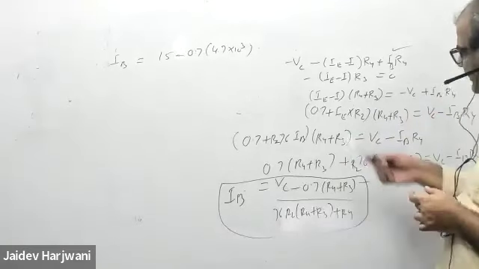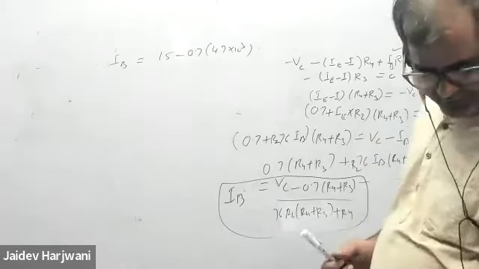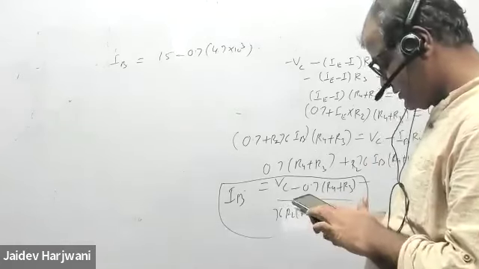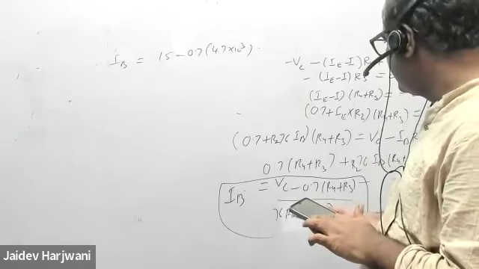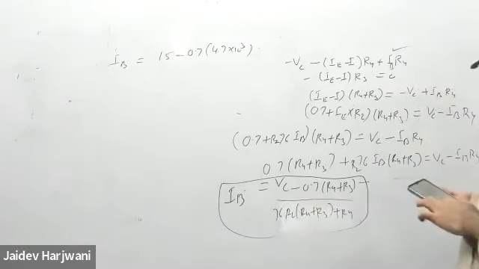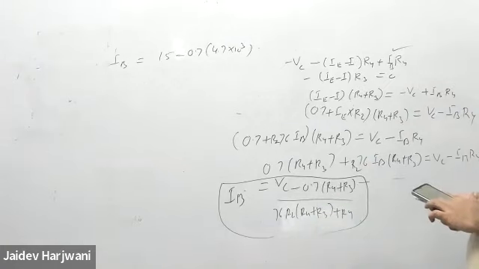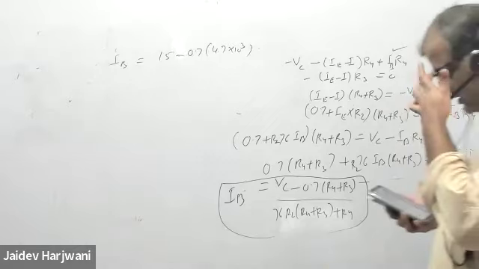Something we're missing, that means some calculation mistake is there. Where is the beta? No, minus should not come. Just 1 minute. Give me 1 minute. I'll check the answer.